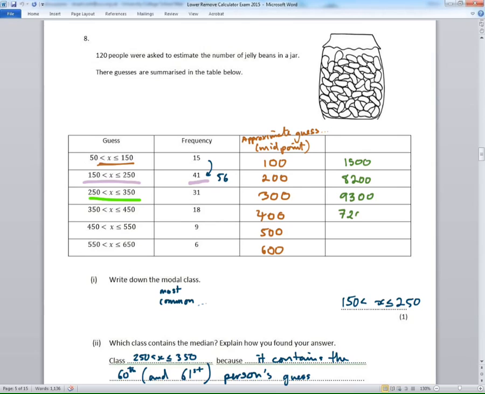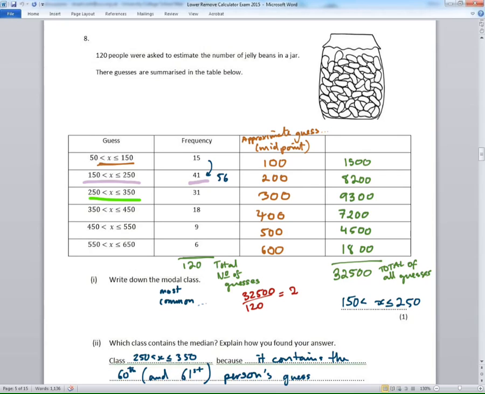Then 9,300, 7,200, 4,600, 500, and 1,800. Okay, so the total number of jelly beans guessed was 32,500. And the total number of guesses was 120. So to find the average, we're going to take that 32,500, divide it by 120, and that will give you 270.83 recurring.